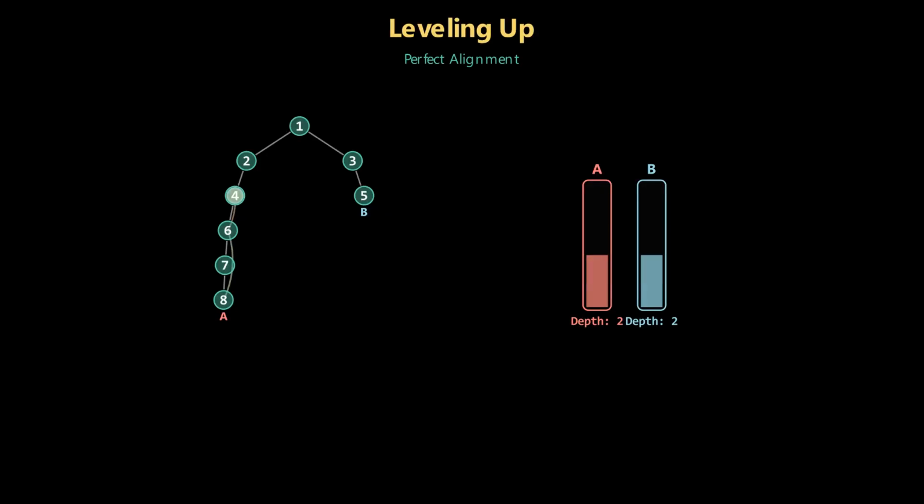With the leaps executed, both nodes now sit at the exact same depth. If the deeper node happened to land directly on the higher node during this climb, our search would be over. But since they are parallel on separate branches, the playing field is officially leveled, setting the stage for both nodes to climb together toward their meeting point.